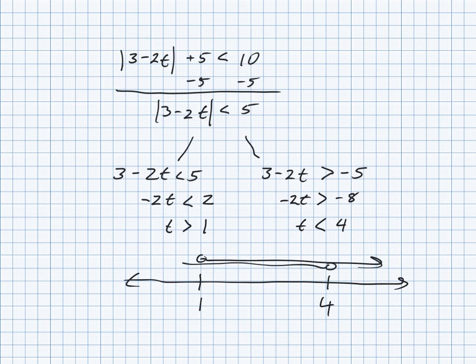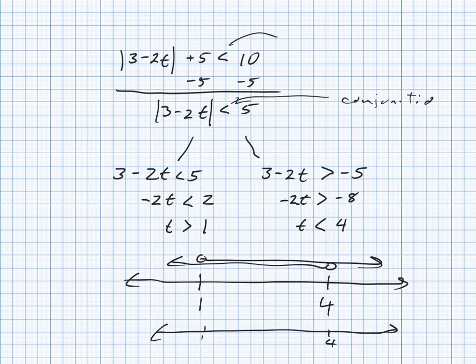The reason you would know that this is a conjunction is because we have the less than sign at the beginning. I should say the less than sign here is where we know that it's a conjunction. So the final graph will be: graph the 1, graph the 4, and it's going to be a hollow dot, and all the numbers in between.